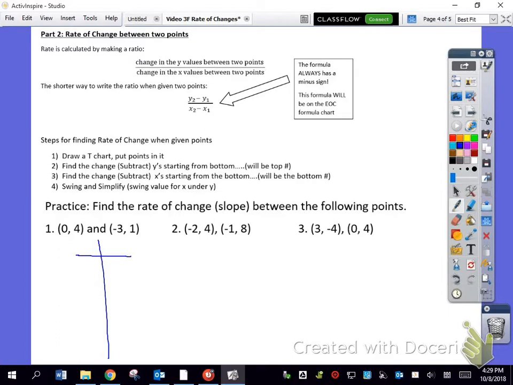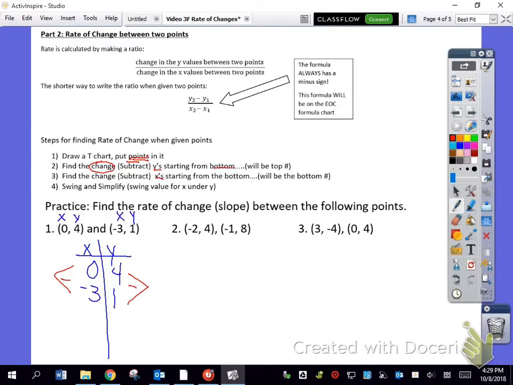So first of all, put your points in. You've got your x and your y, so you've got 0, 4, and then here's your x and y, negative 3, 1. There are your ordered pairs. Once you get your ordered pairs, you put your points in the t-chart, very first thing. Then you're going to find the change, which means to subtract. You're going to subtract your y's, and you're going to subtract your x's.